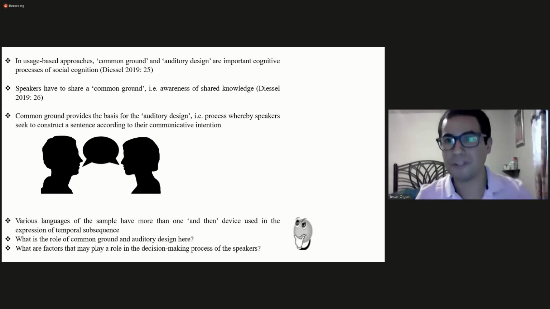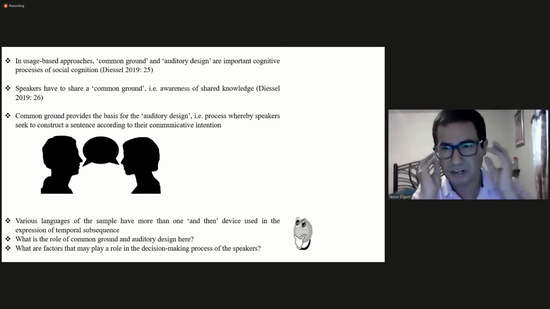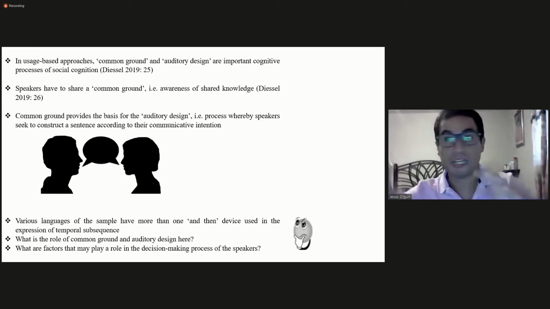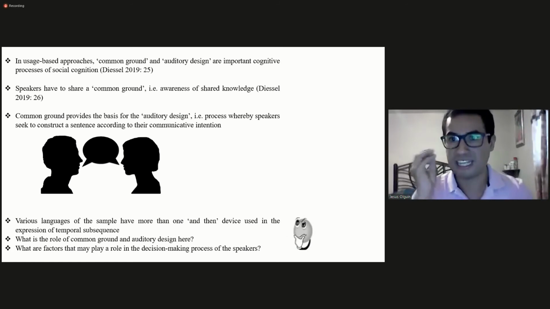And by audience design, this is the process where speakers unconsciously have to identify, okay, this is the physical situation, this is the particular context. Speakers have to evaluate different options in the communicative scenario in order to choose the appropriate structure to express a communicative function. So in this particular case, audience design is what I am talking about.